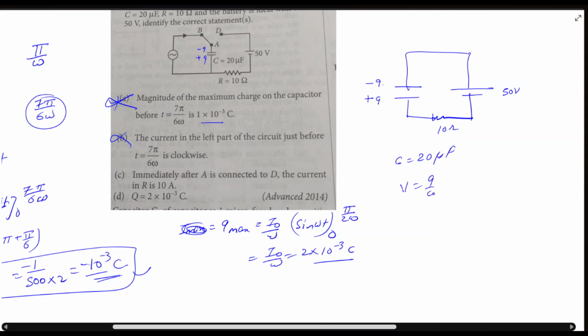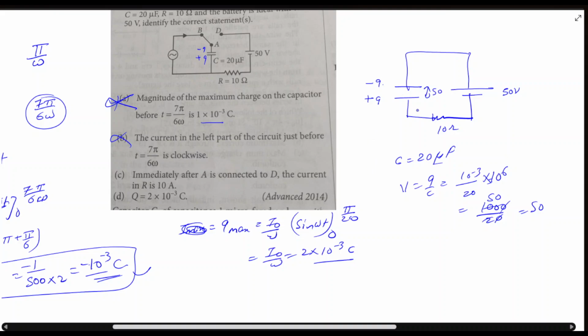So V will be Q by C. So Q is 10 raised to power minus 3 divided by C, 20, right? So it will be simply how much? In the microfarad it was, so let me write it like 10 raised to power 6. So it will be 1000 upon 20. So this will be 50 volt. So this is negative. So the potential across here is 50.